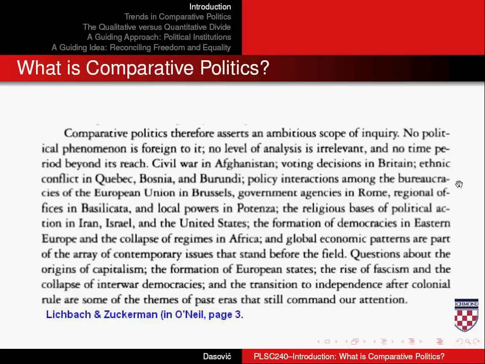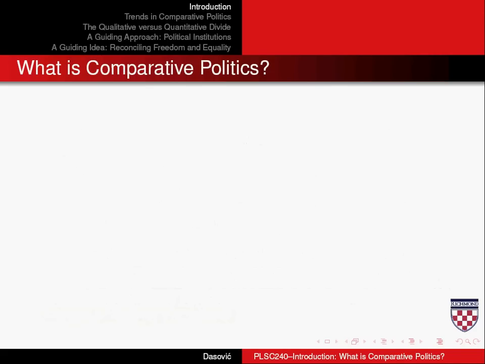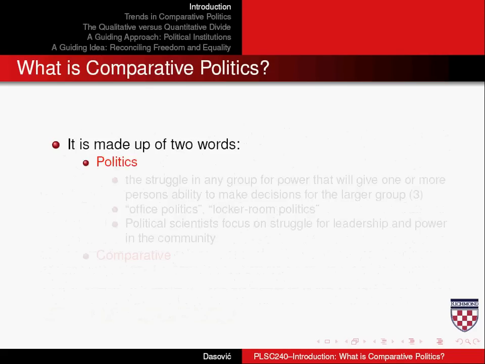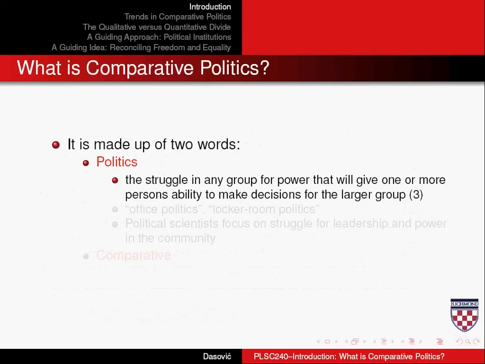Okay. Let's go further. So what is comparative politics? Well, it's made up of two words. Politics, which is the second word first. And politics is simply the struggle for power that gives one or more persons the ability to make decisions for the larger group. That's right from page 3.